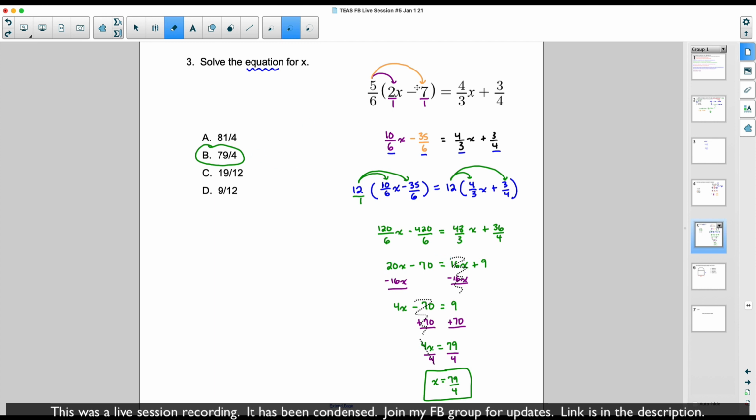But by all means, you can definitely do that as well. What if I added the 20? Okay, that will work. I do see somebody saying, what if I added the 20x instead?